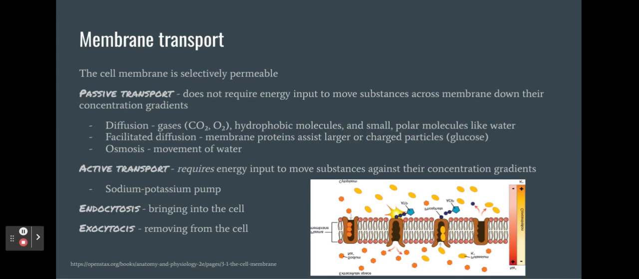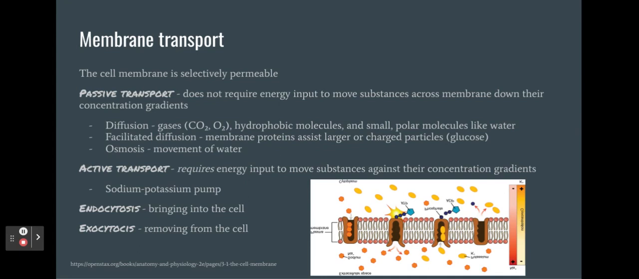Passive transport mechanisms allow gases and small molecules to move down their concentration gradients, and therefore no input of energy is required. A selective few gases, hydrophobic molecules, and small polar molecules like water are able to diffuse through the membrane. Charged particles or large molecules like glucose have help crossing the membrane by transmembrane proteins in a process called facilitated diffusion. Osmosis refers specifically to the movement of water into or out of the cell down its concentration gradient.